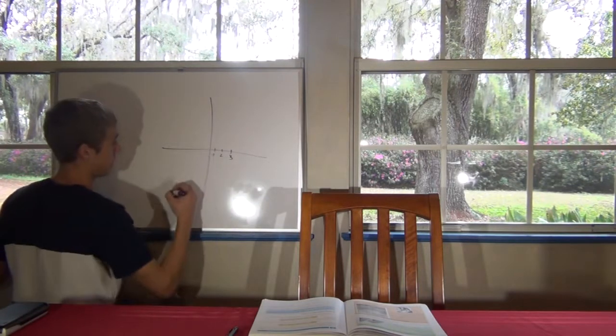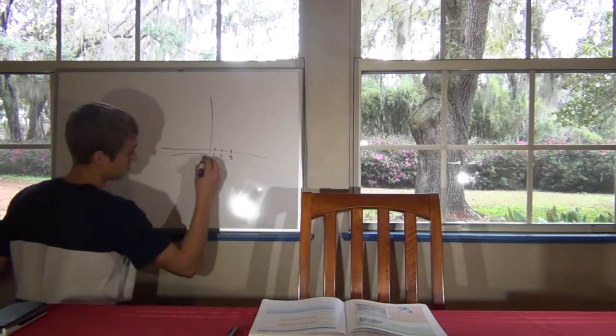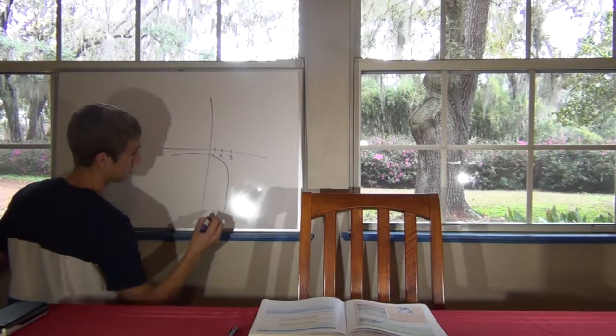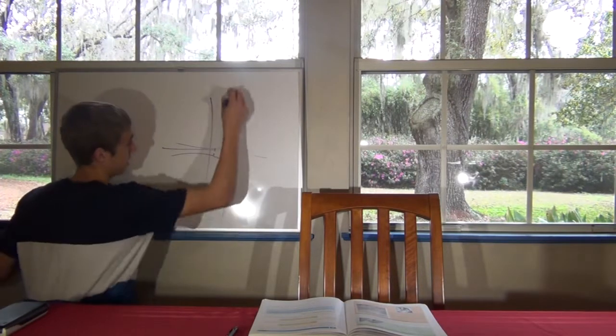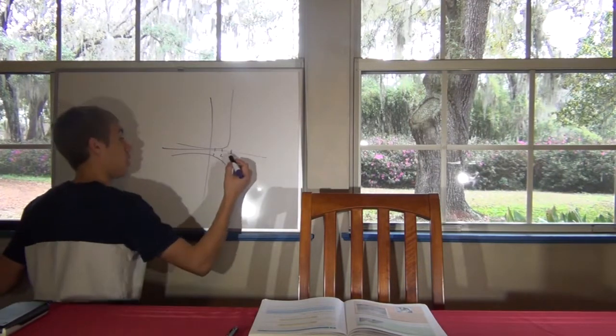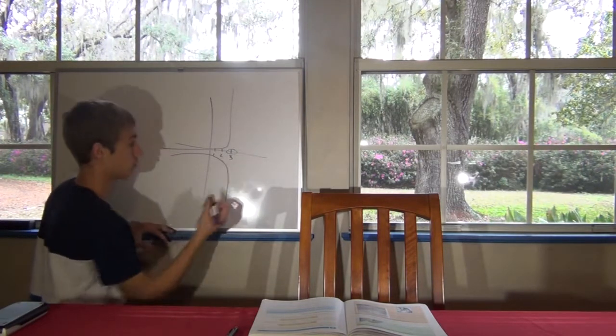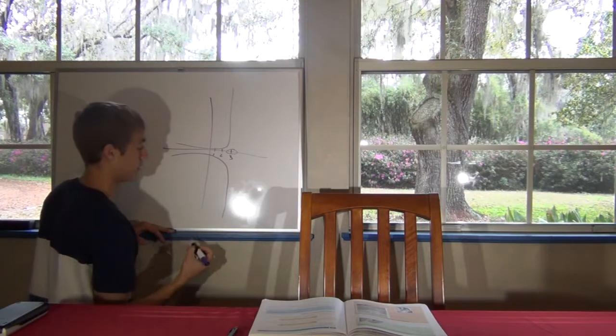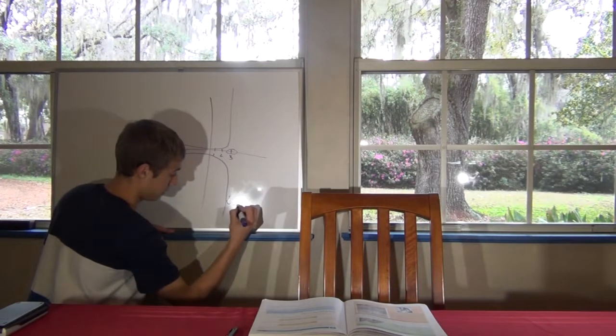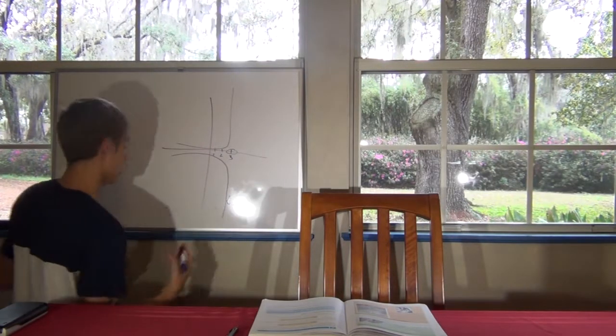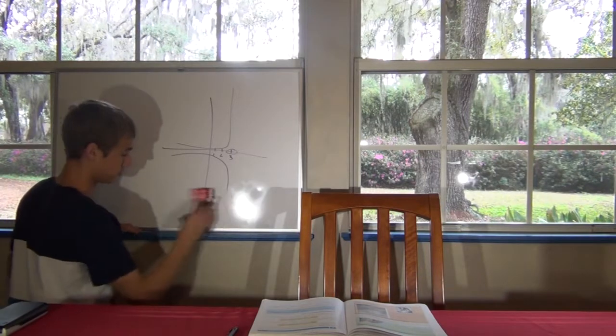Probably going to look something like this, or like this, which means it's going to shoot off way towards infinity before becoming undefined as it approaches this point 3, or it's going to shoot off towards negative infinity. Okay, and that's the basic idea of limits.